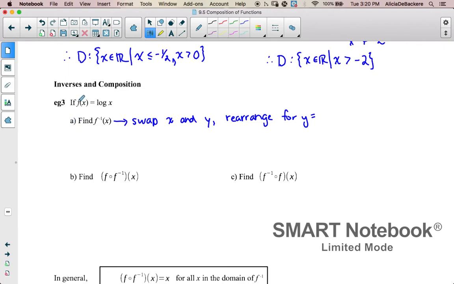Okay, so I'm going to take my equation. This is y equals log x, and I'm going to swap it to find the inverse. So the inverse will be x equals log y. Now I want to be able to rearrange this for y.